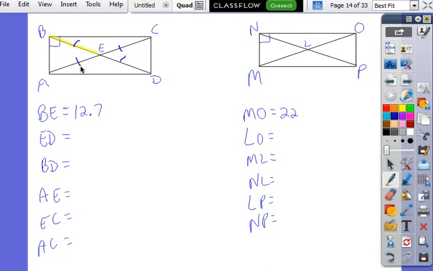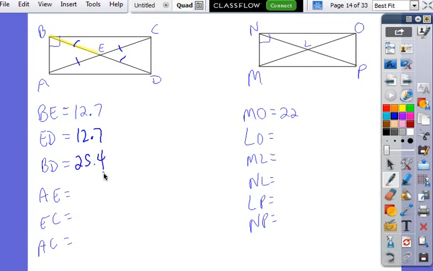So ED is the same, 12.7. But BD isn't. BD is the whole thing. How do I find the whole thing? Just add it up. I just add those two pieces that I already have. 12.7 and 12.7 is 25.4.